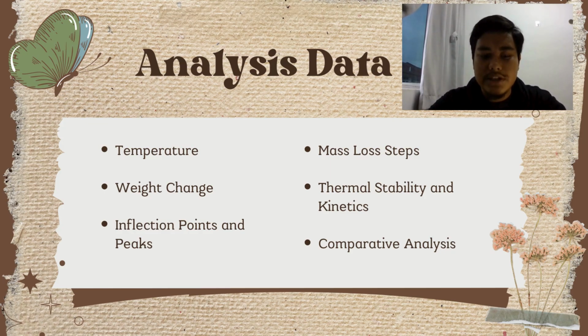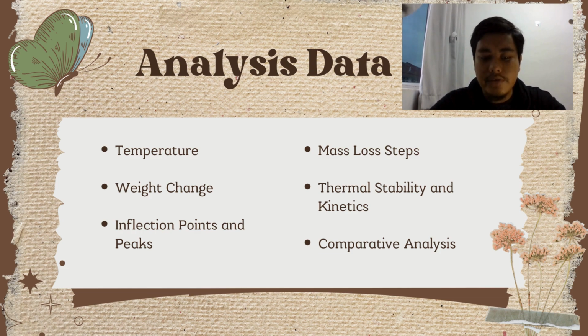Now I would like to explain about analysis data. Number one is temperature. TGA measures the sample's changes as a function of temperature. The temperature range and heating rate are controlled parameters during the analysis. Number two is weight change. Weight change is the primary data recorded, the percentage weight change of the sample over the temperature range.